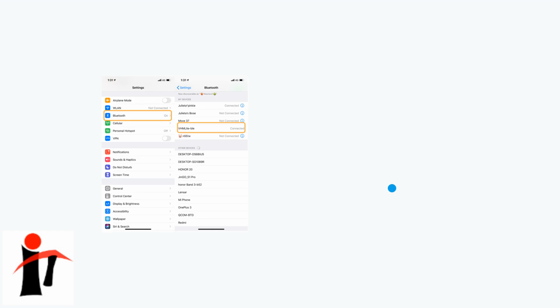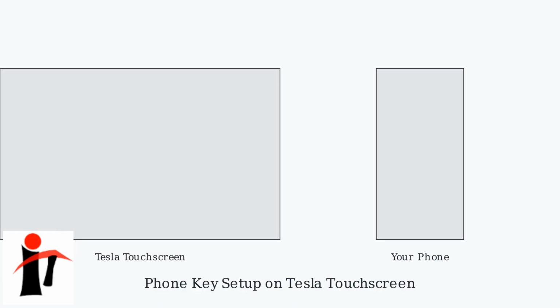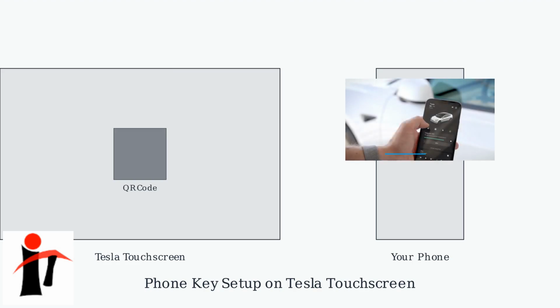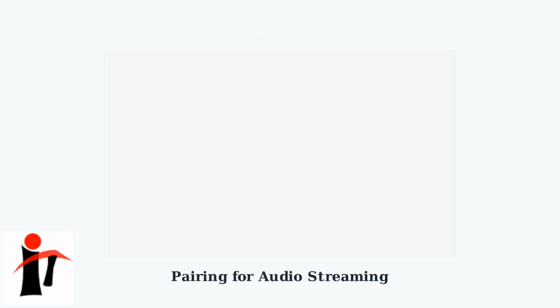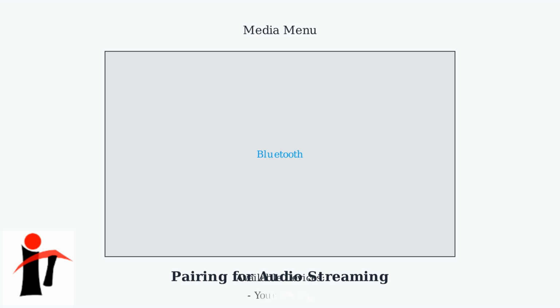or audio streaming. Access the Tesla touchscreen to begin phone key setup. Navigate to Controls, then Locks, and select Phone Key. The car must be within 30 feet of your phone for initial pairing. Follow the on-screen prompts to display a QR code on the Tesla screen. Scan the QR code using the Tesla app on your phone. This generates a secure Bluetooth pairing request. Confirm pairing via Bluetooth.